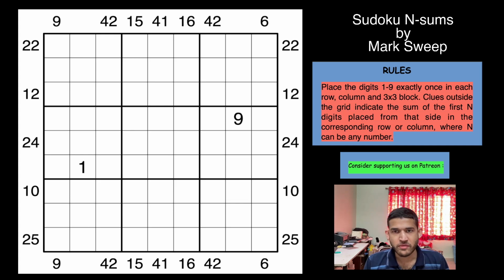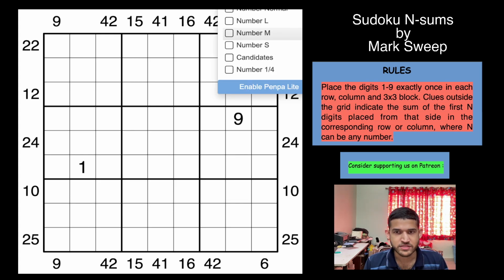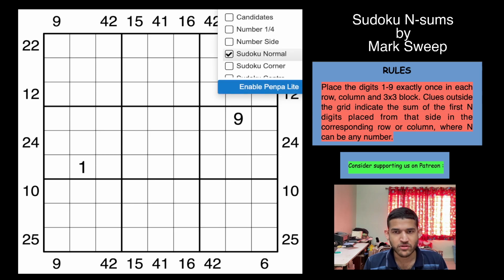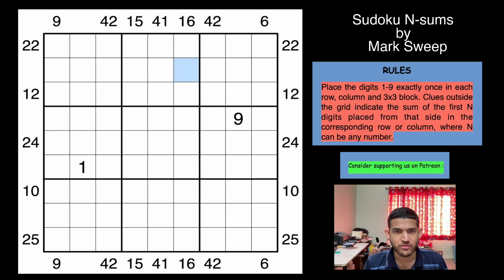The first thing to remember in this Sudoku is the sum of digits in any row, column or box of a Sudoku is always 45. Now if you look at these two clues, you also have 42s here. Let's start with this. This must take 42 along this direction and 42 along this direction as well, which means there are only two ways to do that.